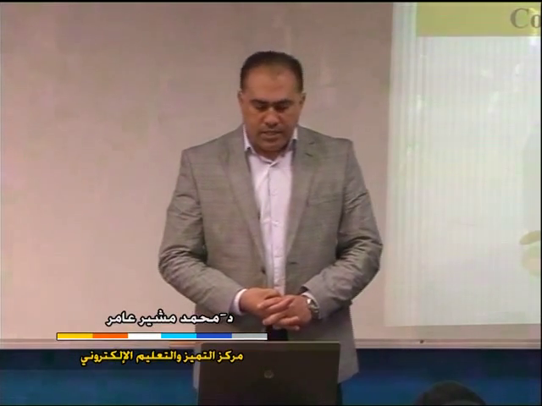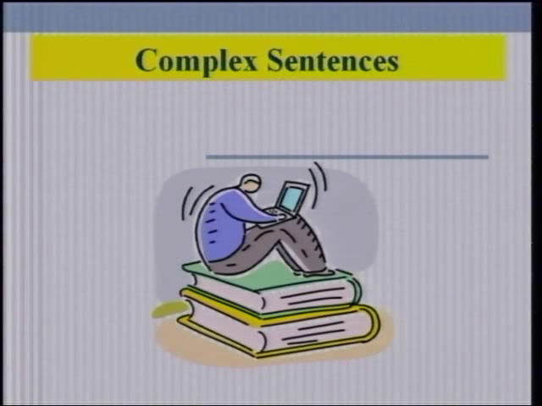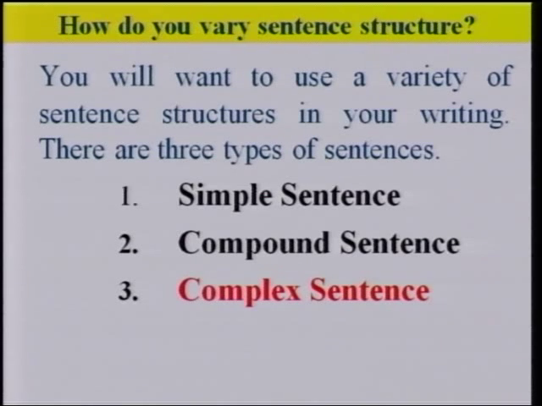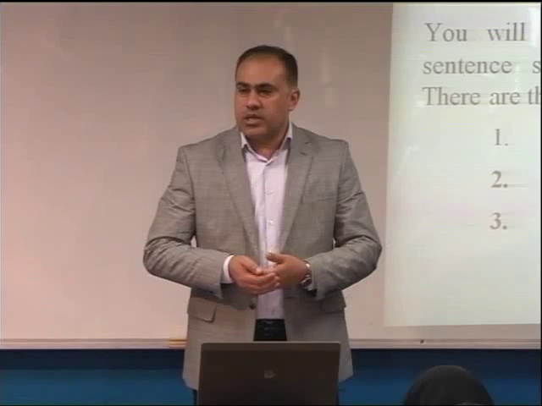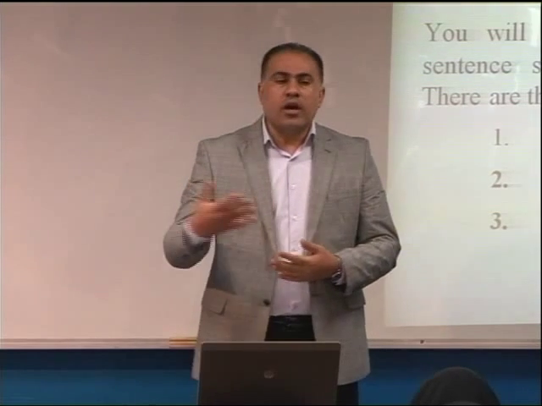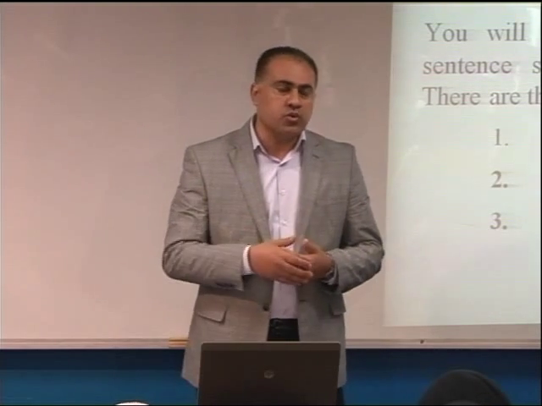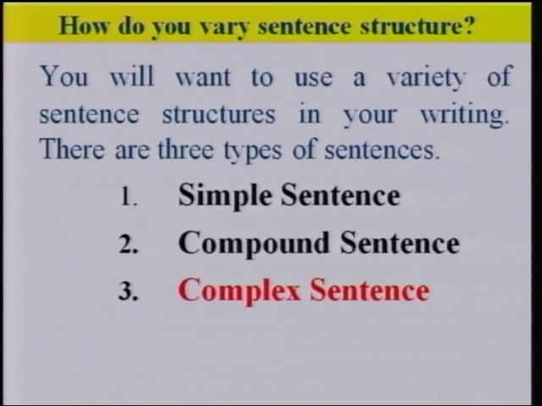Today we're going to look at the third type of sentences. Remember that in the previous lectures we talked about simple sentences and compound sentences. And like I said before, in order to have a very good level of writing, we have to vary our sentence structures. That is to say, we have to use more than one sentence structure. So today we're going to look at complex sentences, which is the third type.